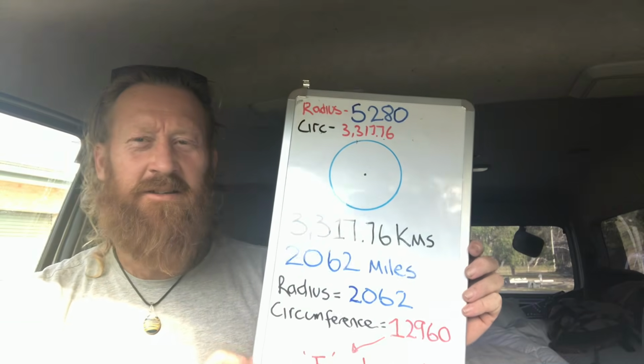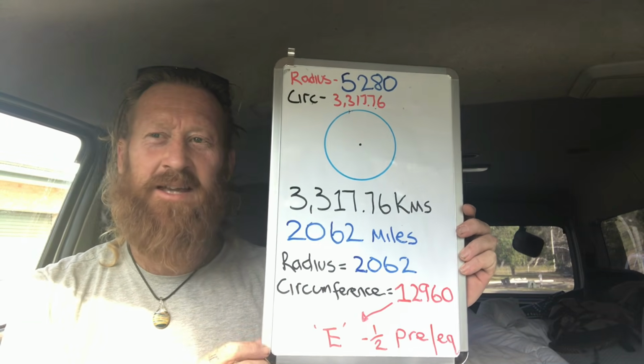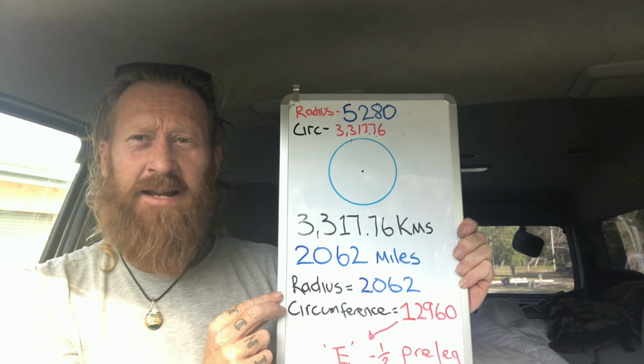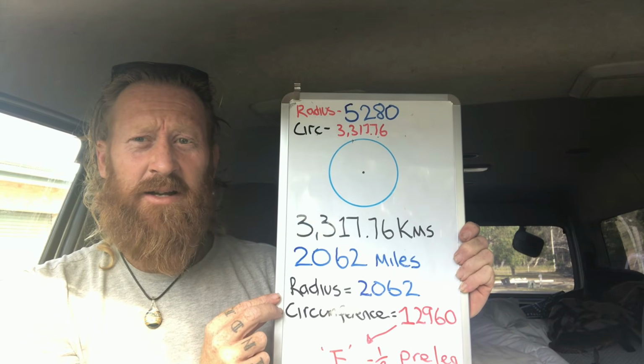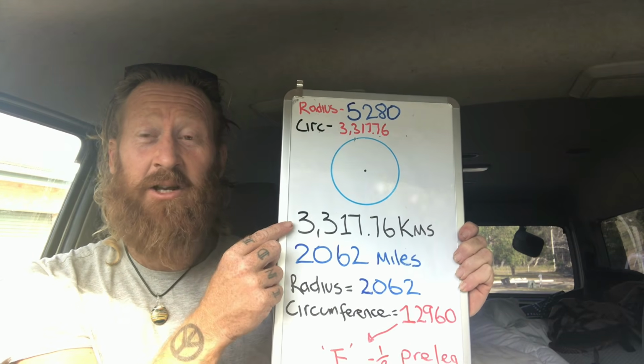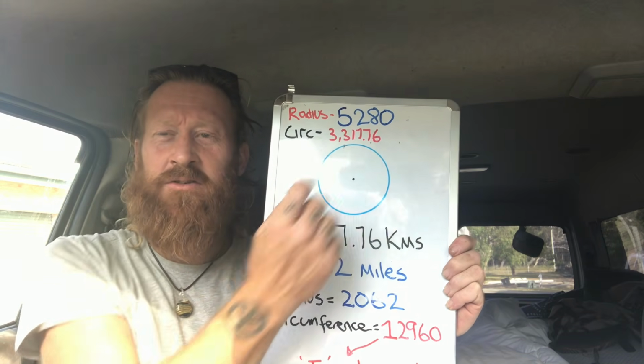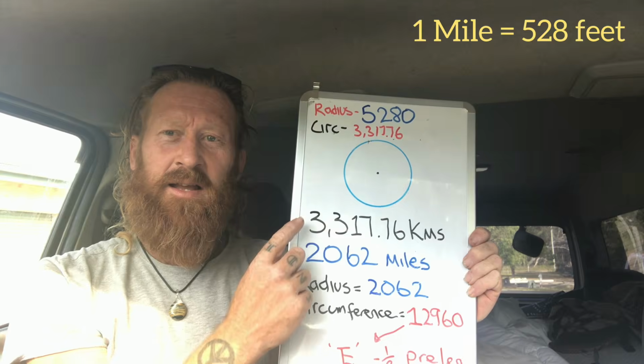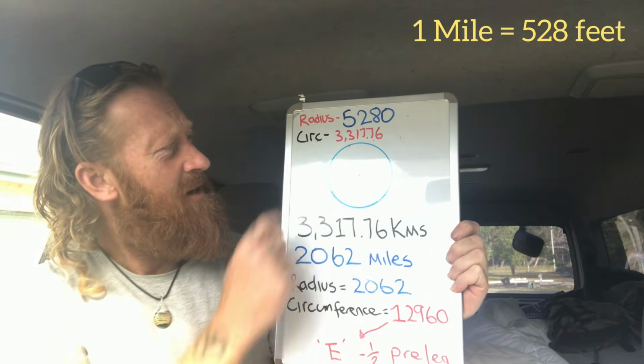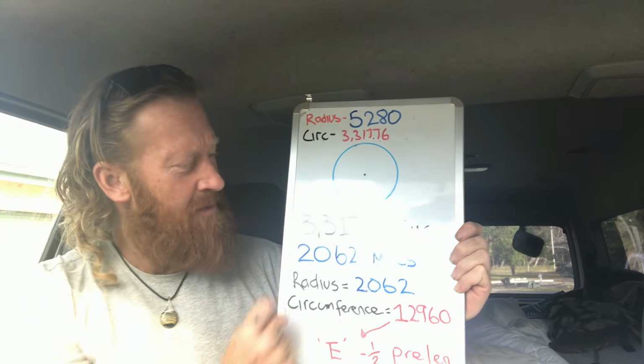Welcome back. I'm excited again because I just kept going with this stuff and it just keeps coming out. Radius, if we take the radius of 5280, we actually get the kilometres here. So that's feet, we've got 5280 feet to a mile. We take that as this radius and we get the circumference of these kilometres here.